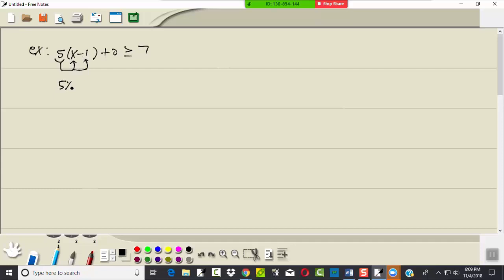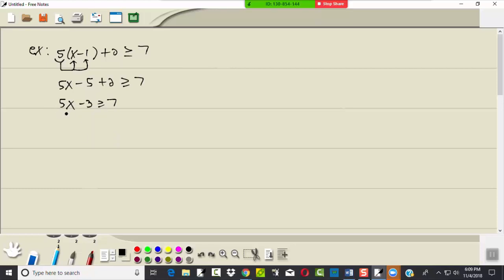5 times x is 5x. 5 times negative 1 is negative 5. Everything else carries down. At any step, combine together like terms, numbers. Negative 5 plus 2 is negative 3. Like terms where we have the same variable to the same power. We saw some of those earlier, like combining 3x plus 5x.